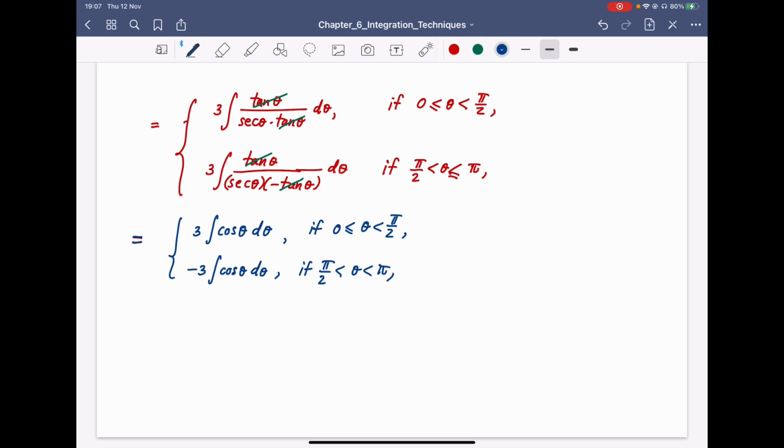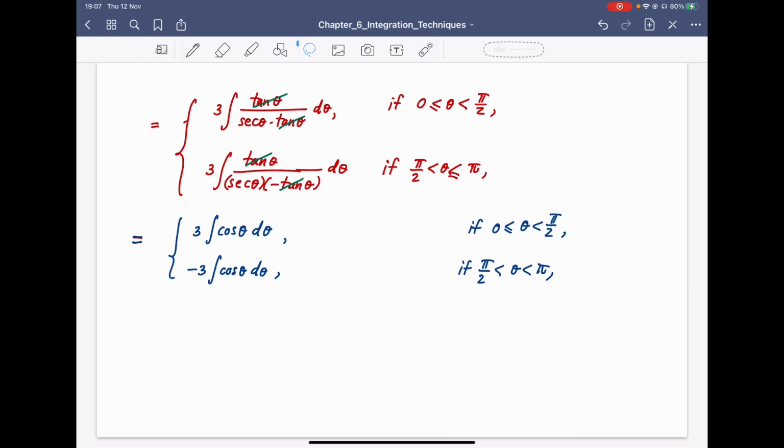Now we need to integrate cosine theta. If you integrate cosine theta, for sure you're going to get sine, right? So this is going to be 3 times sine theta for the first case. I'm going to move this thing to make it easier to write, and then integrate here. So we get 3 times sine theta plus c for the first case. For the second case, I'm going to get negative 3 times sine theta plus c.